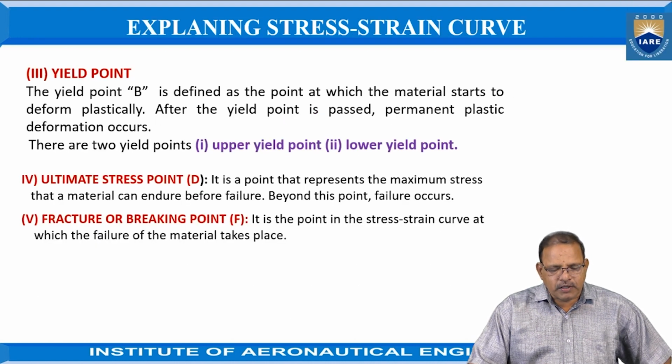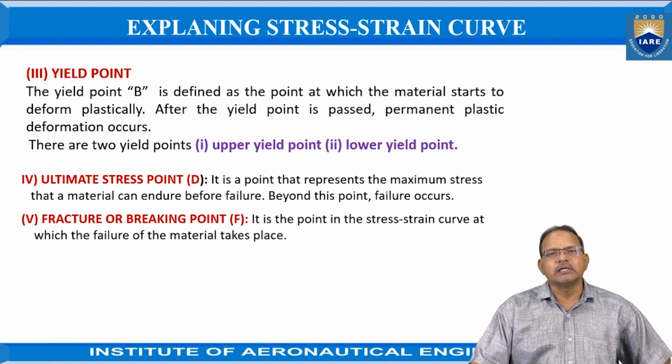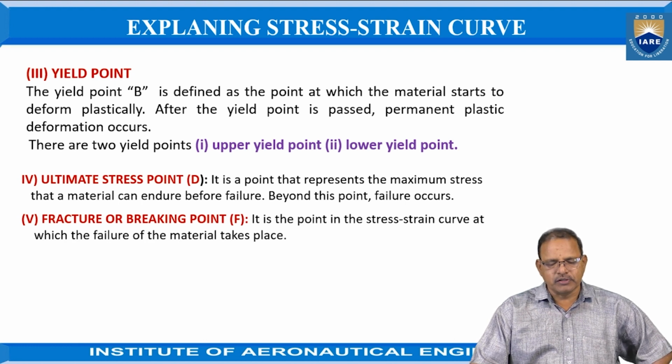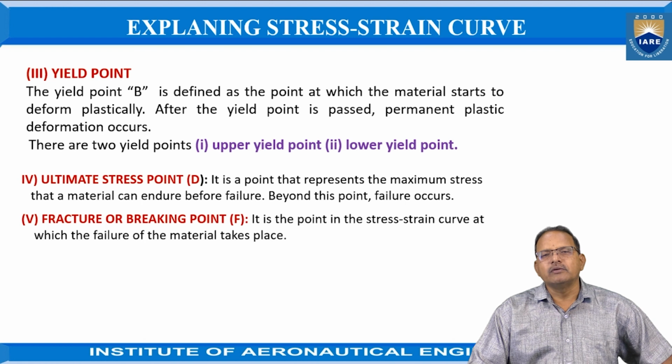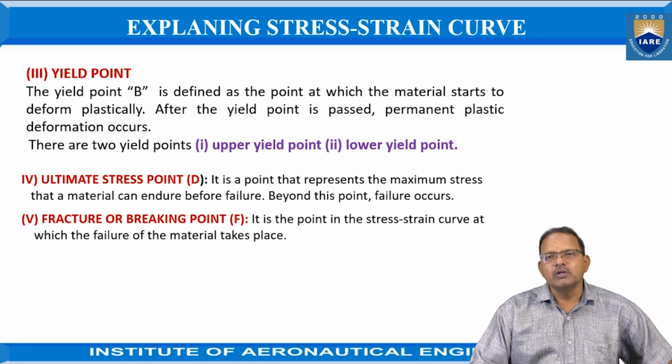The yield point B is defined as the point at which the material starts to deform plastically. After the yield point, permanent or plastic deformation takes place. These yield points are classified into two types: one is the upper yield point, and the other is the lower yield point.